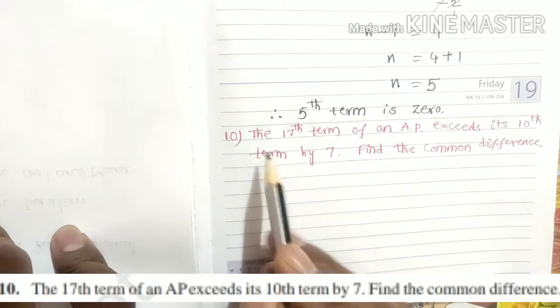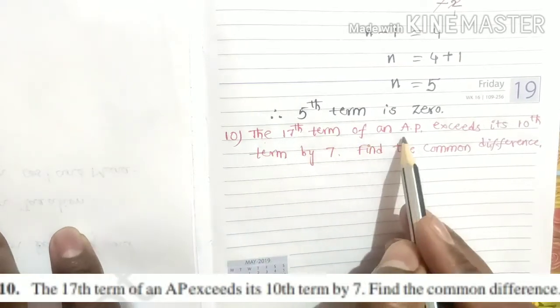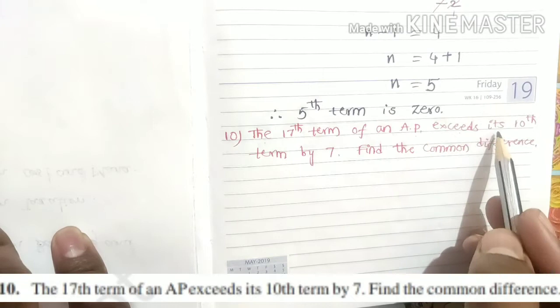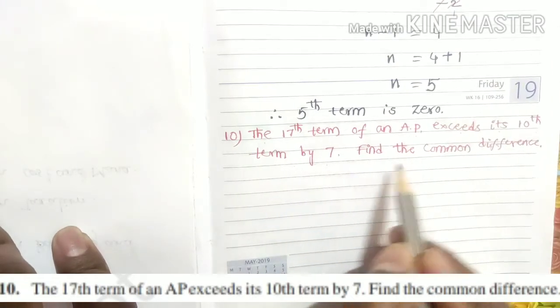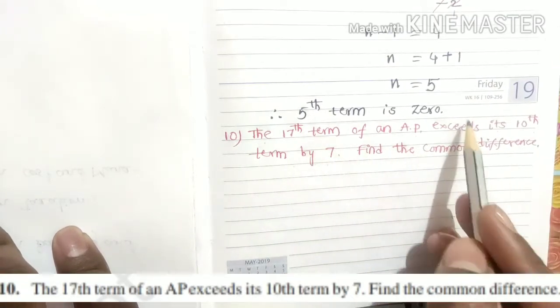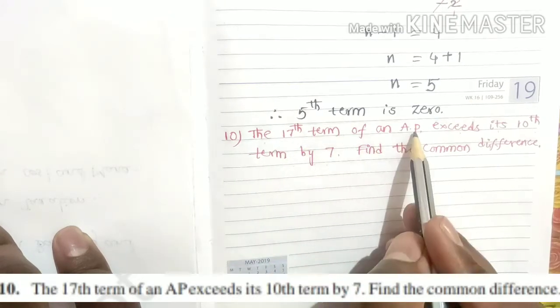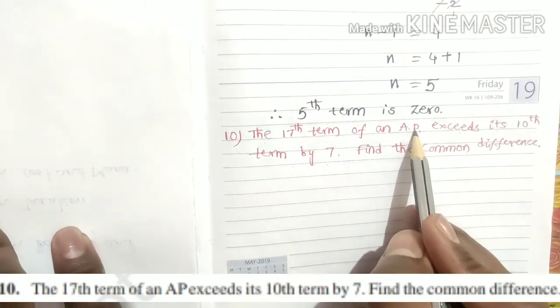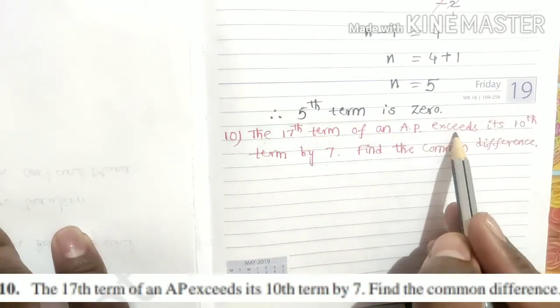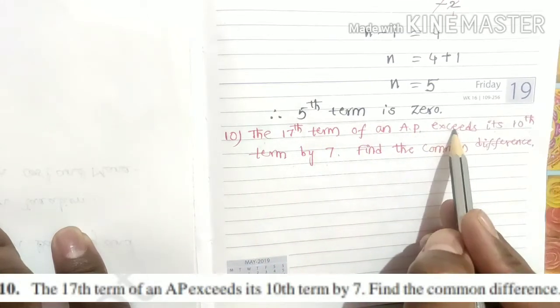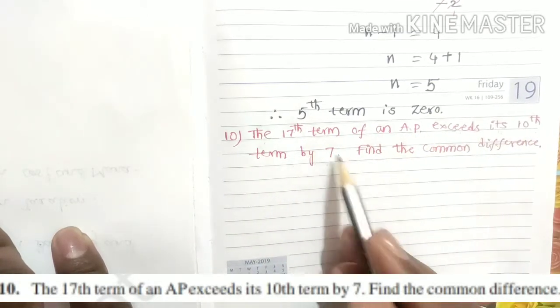Question number 10. The 17th term of an arithmetic progression exceeds its 10th term by 7. Find the common difference. The meaning of this one is that the 17th term of a particular arithmetic progression exceeds, that means is more than, the 10th term by how much?